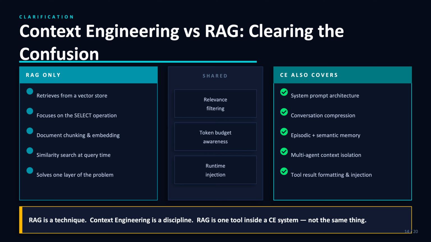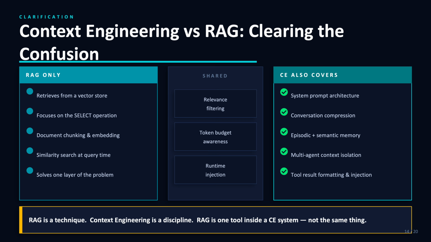That bottom banner says it definitively. RAG is a technique. Context engineering is a discipline. RAG is one tool inside a CE system. Not the same thing. This distinction matters because if you try to solve agent failures by improving your RAG and nothing changes, you might conclude the problem is unsolvable. But you've only addressed one layer of a 5-layer problem.